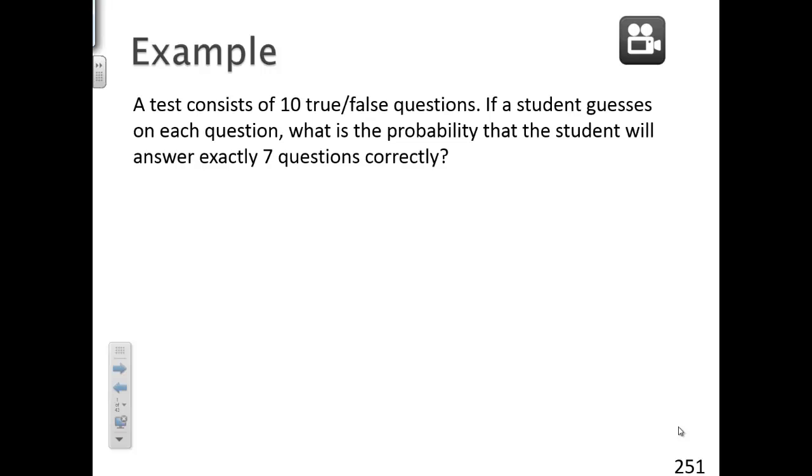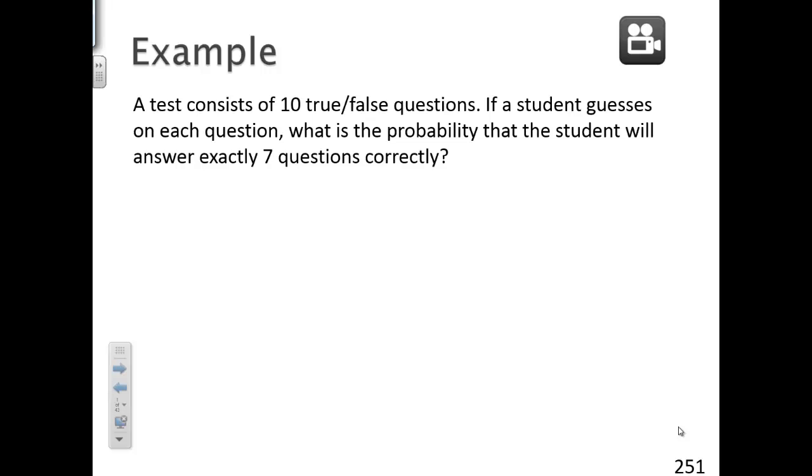In the next few examples, we're going to be dealing with problems from the binomial distribution. We're going to be looking for the probability of exactly 7 or exactly 6 or not 6, etc.